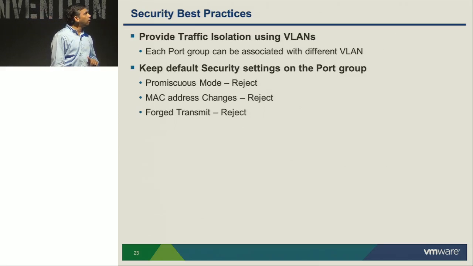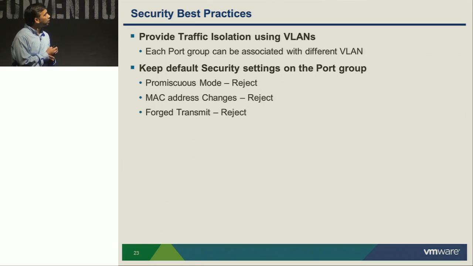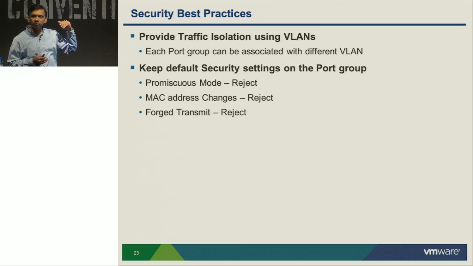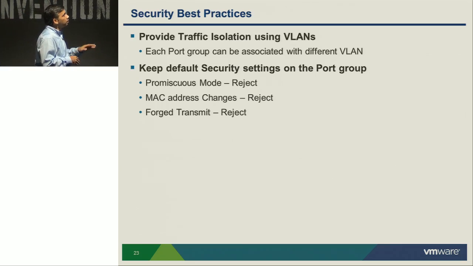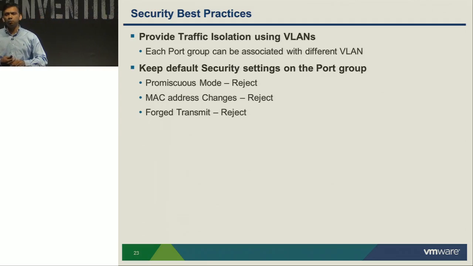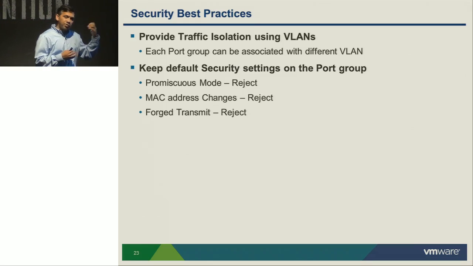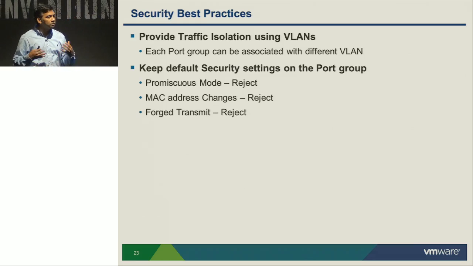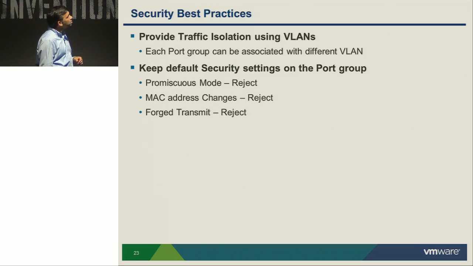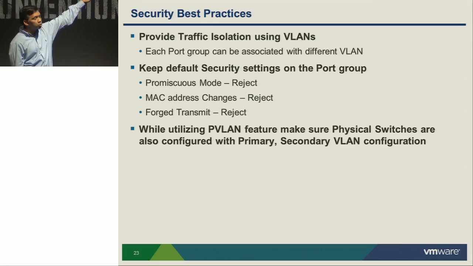There are default security settings on each port group, and we would recommend you to keep them like that. One of them is promiscuous mode, which allows you to send traffic to all the ports, and it is set to reject. The same goes for MAC address changes: suppose you have MAC spoofing, where a virtual machine comes up and assumes a different MAC. That traffic will not be allowed to go out, because we don't allow MAC address changes. Similarly, forged transmits will not be happening. So security features are already built into the port group configuration, and we would recommend you keep it the same. We do have the PVLAN configuration.